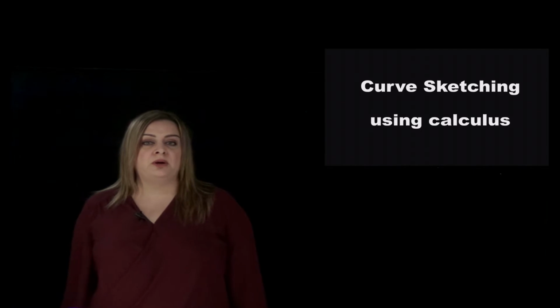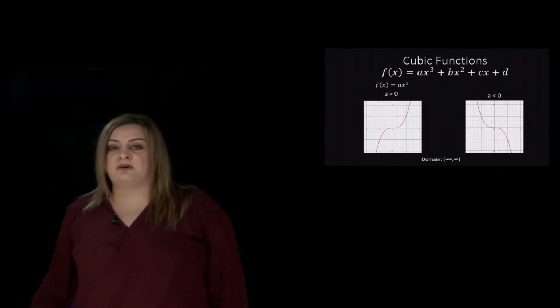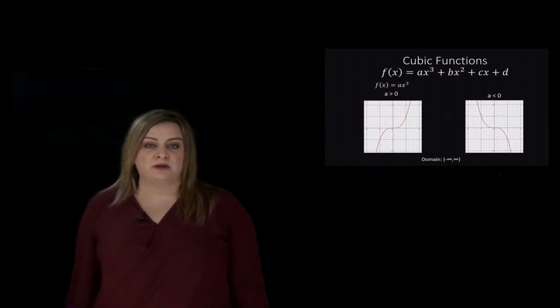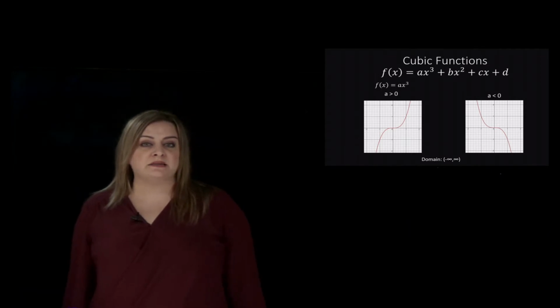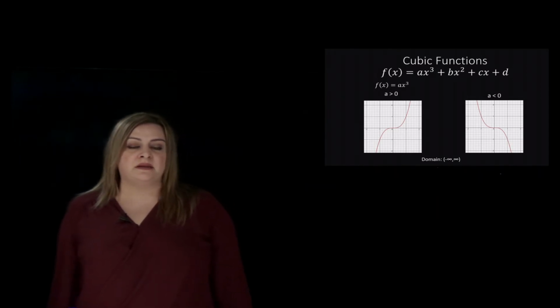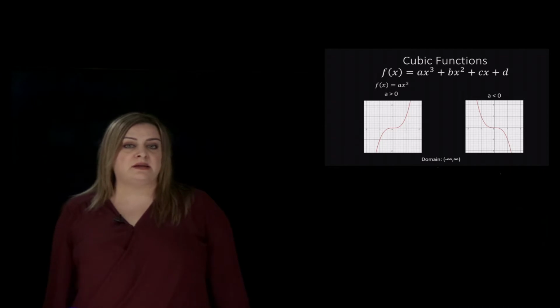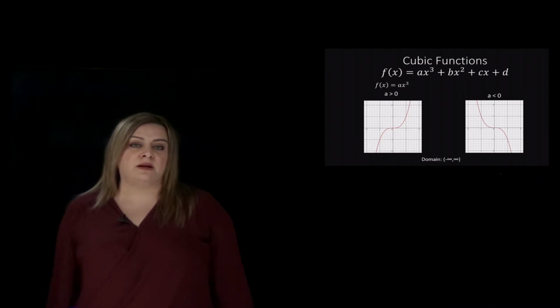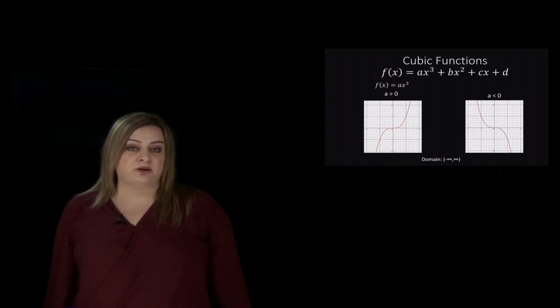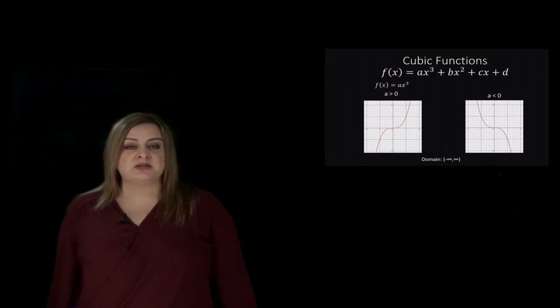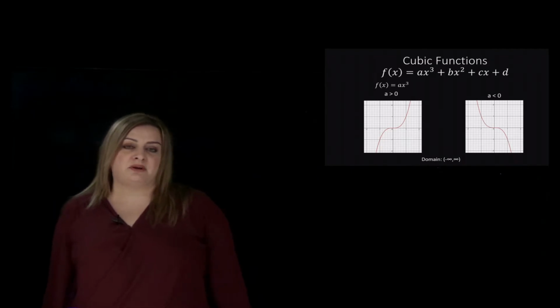In this video, we will learn how to graph cubic functions using calculus. A general form of a cubic function, f of x, is ax cubed plus bx squared plus cx plus d. A basic form of a cubic function is f of x equals ax cubed. Depending on the sign of the leading coefficient a, we may have one of the graphs showing on our screen. Also, the domain of a cubic function is all real numbers. So let's start with an example and graph our masterpiece.